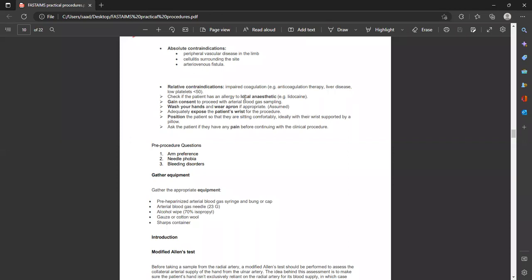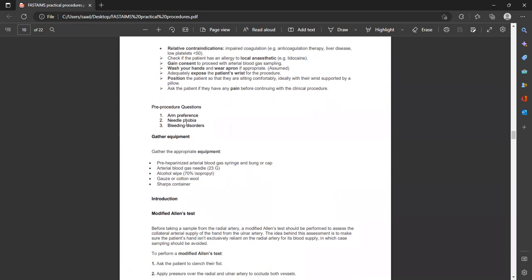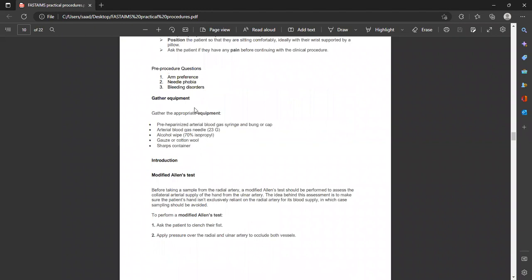Okay, check allergy, gain consent. Now you have explained everything. Now take consent: can I proceed? And then expose the patient's wrist and make a position. It's a simple sitting position, and then ask if you are having any pain in the wrist. You have to ask this question before performing any procedure. Now, there are three pre-procedure questions, the same: arm preference, needle phobia, bleeding disorders.